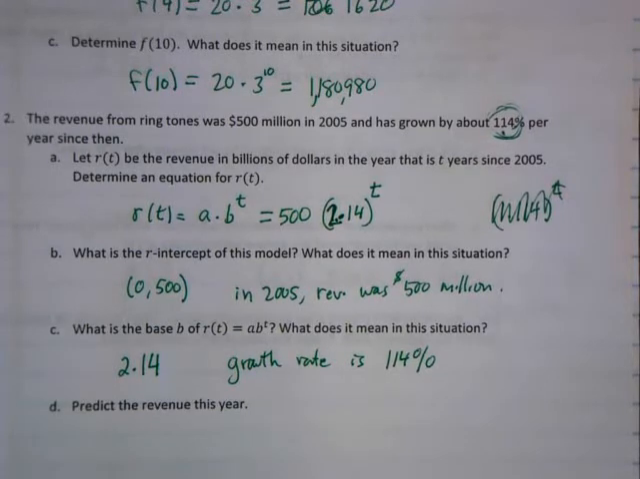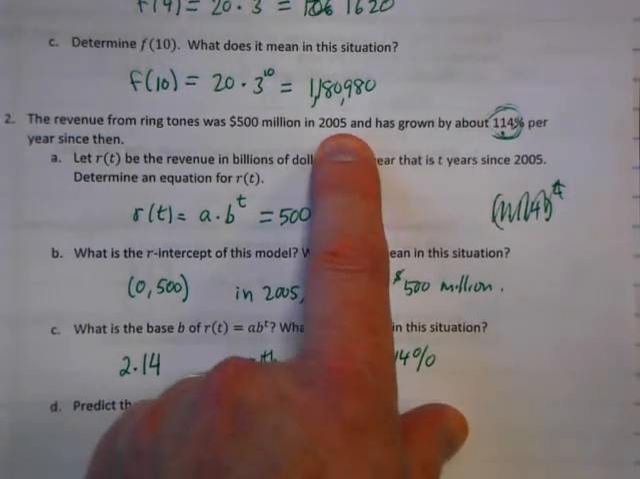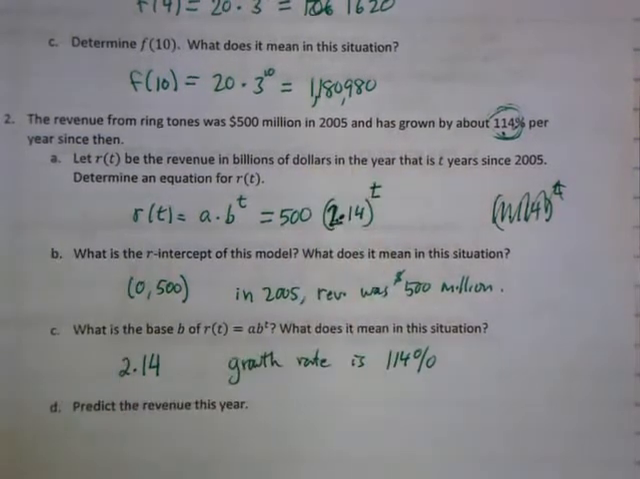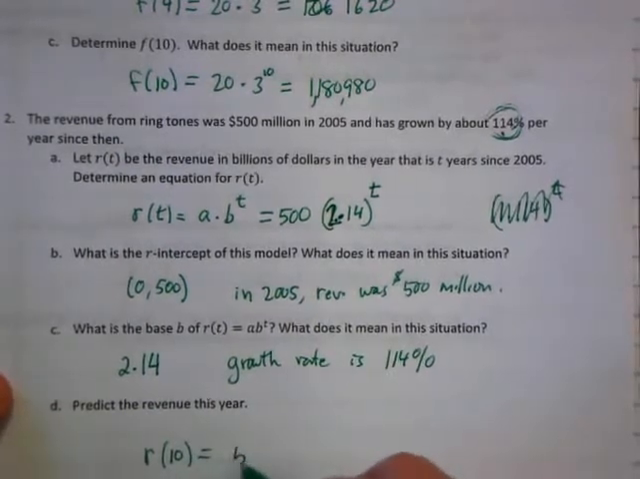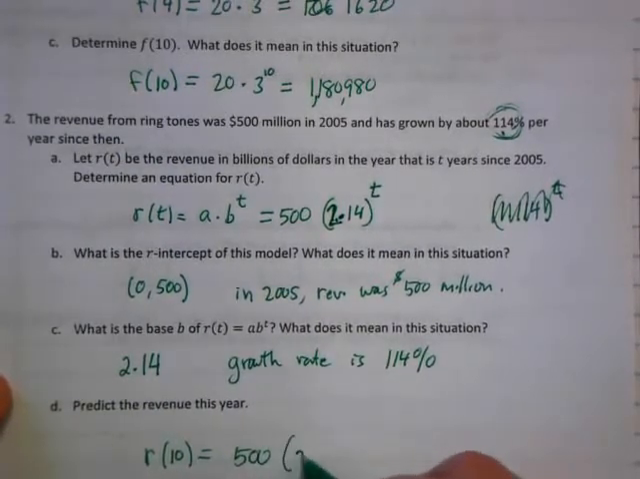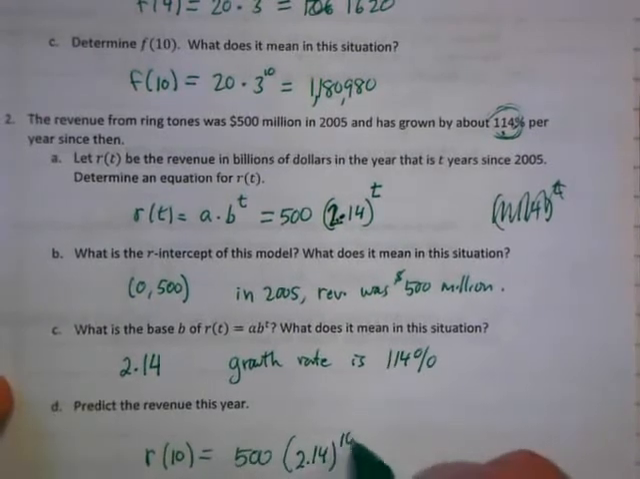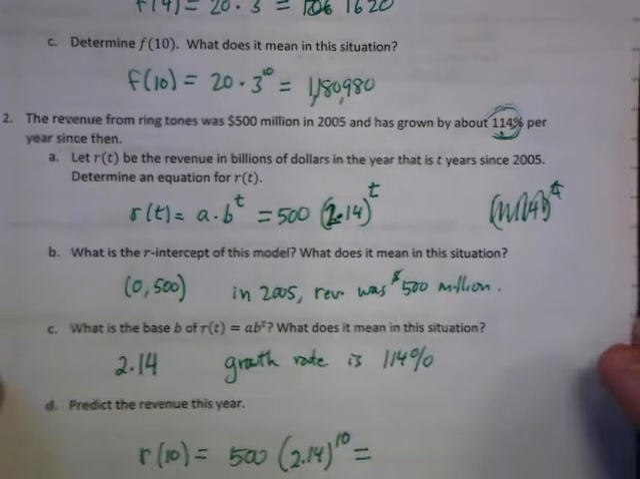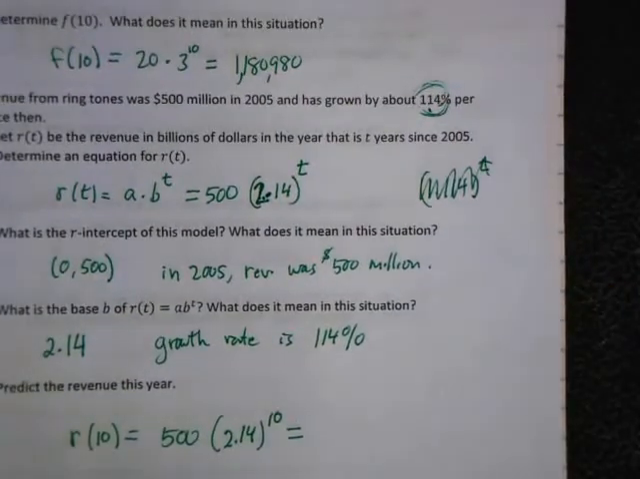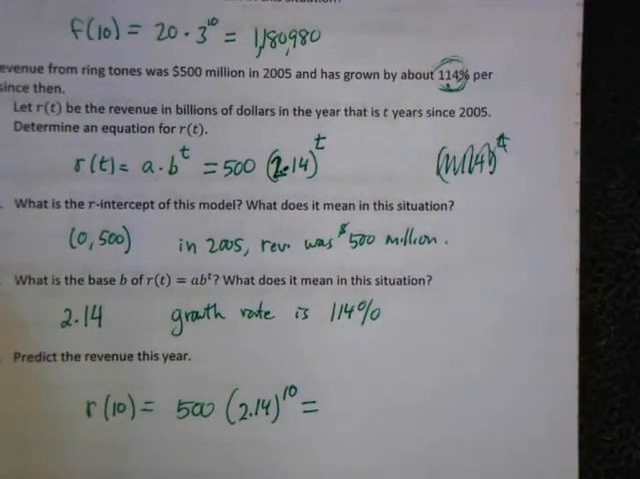And finally, part D, predict the revenue this year. Well, what year is this? 2015, and we started in 2005, so that's 10 years. So we would have R at 10 is 500 times 2.14 to the 10th. Unfortunately, I don't seem to have brought a calculator today, so somebody type that in and tell me the answer. It's going to be very large.